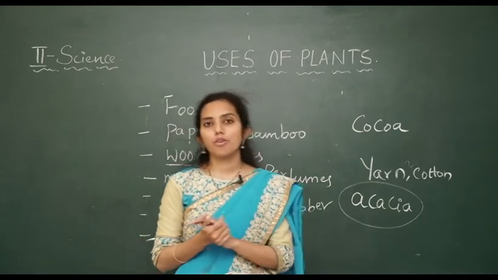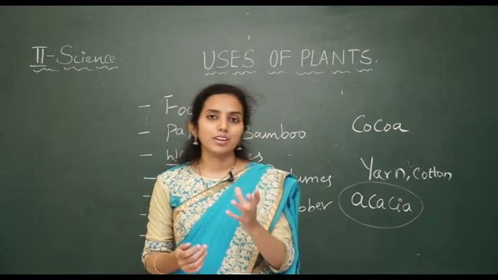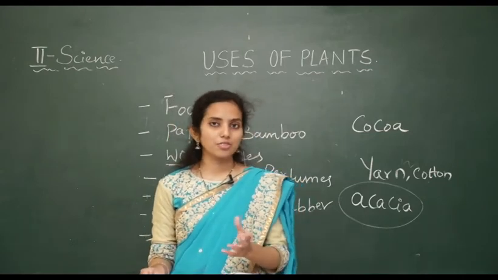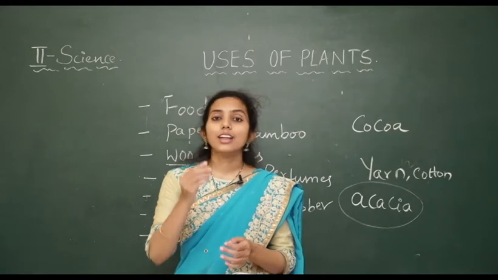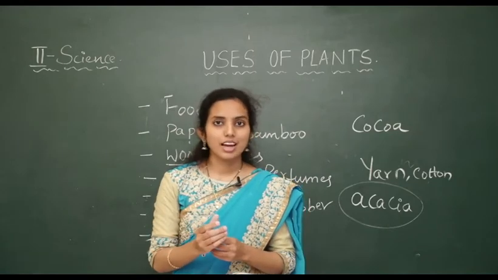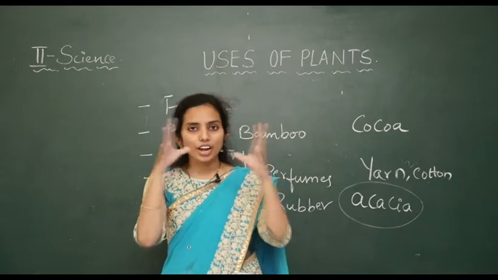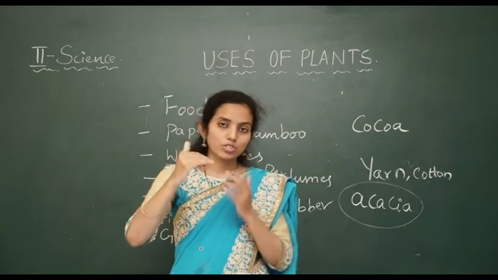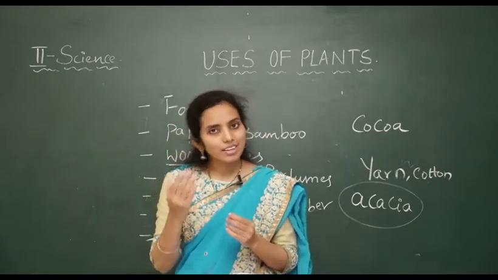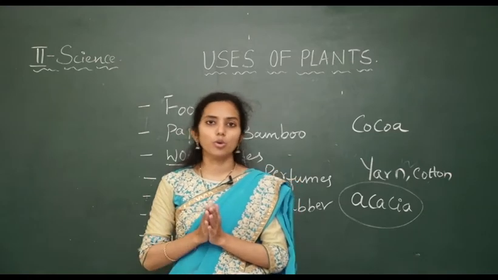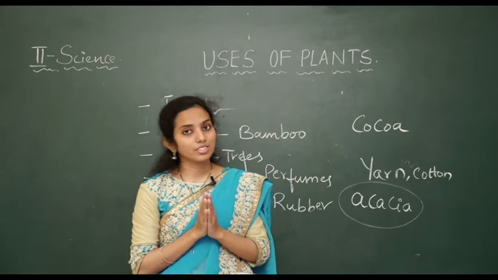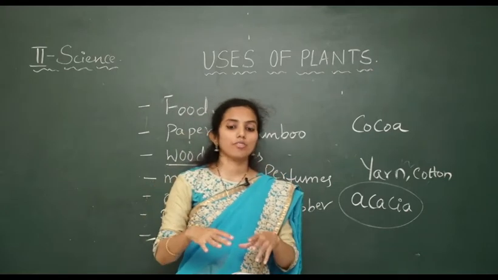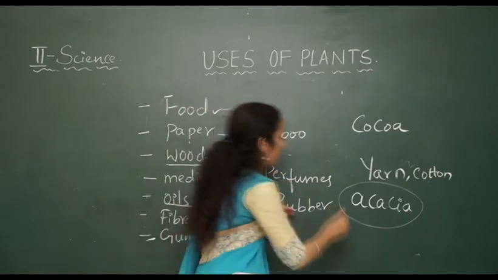And one more example of bark is cinnamon. Cinnamon, which is a spice we use in our daily cooking, we call it dalchini. Dalchini is nothing but the bark. The outside part of the trunk is dalchini, which we use for cooking purposes. So rubber is also extracted from the latex of which tree? Rubber tree.